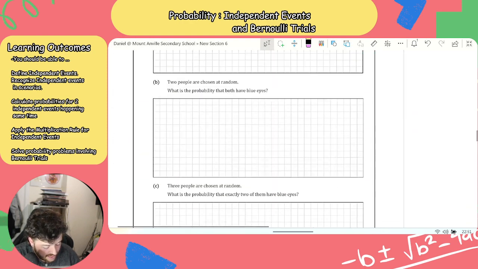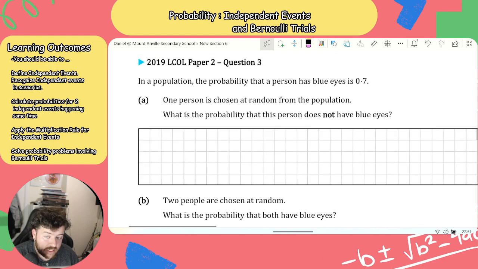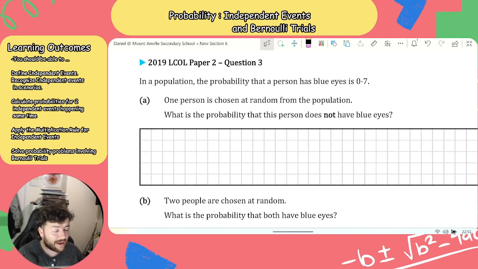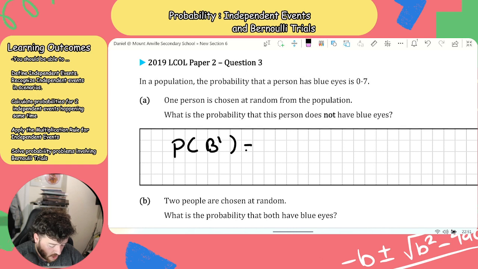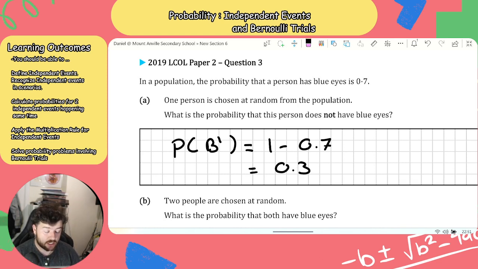Now finally, this is our last question. This is from the 2019 paper. So you see, this comes up fairly often. I think in probability, Bernoulli trials is the one that appears the most often. In a population, the probability of a person having blue eyes is 0.7. One person is chosen at random from the population. What's the probability they don't have blue eyes? I'm going to say B apostrophe for no blue eyes. That's going to be 1 minus 0.7, which is 0.3.